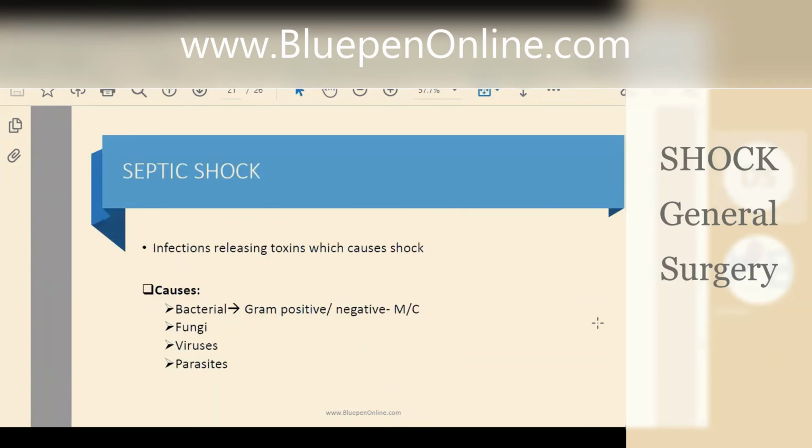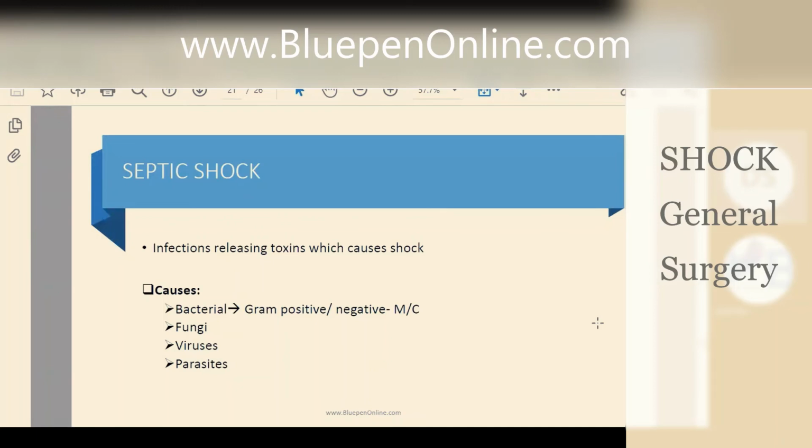The next is septic shock. So what is septic shock? It is mainly caused by infection, which releases toxins, which cause the shock. What are the main causes of septic shock? It can be caused by bacteria, gram-positive or gram-negative, or it can be fungi, viruses or parasites.